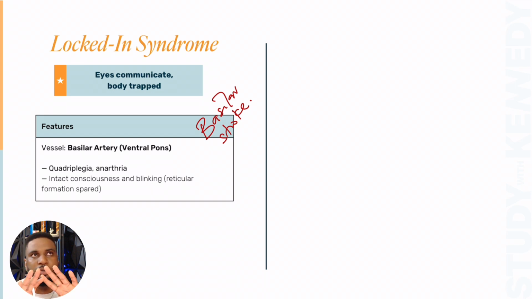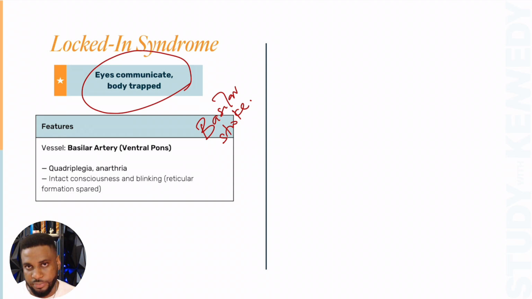I'm going to do a very short clip where I show you the blood vessels that supply the brainstem and how they function. Okay, the key in locked-in syndrome is that these patients are trapped in their body. That is what you're looking for in a vignette. You're looking for a patient that cannot move their body. They are quadriplegic. Hands can't move, legs can't move. They can't really speak either. They can move their eyes, however. They just move their eyes. They communicate with their eyes, but they are trapped in their body.